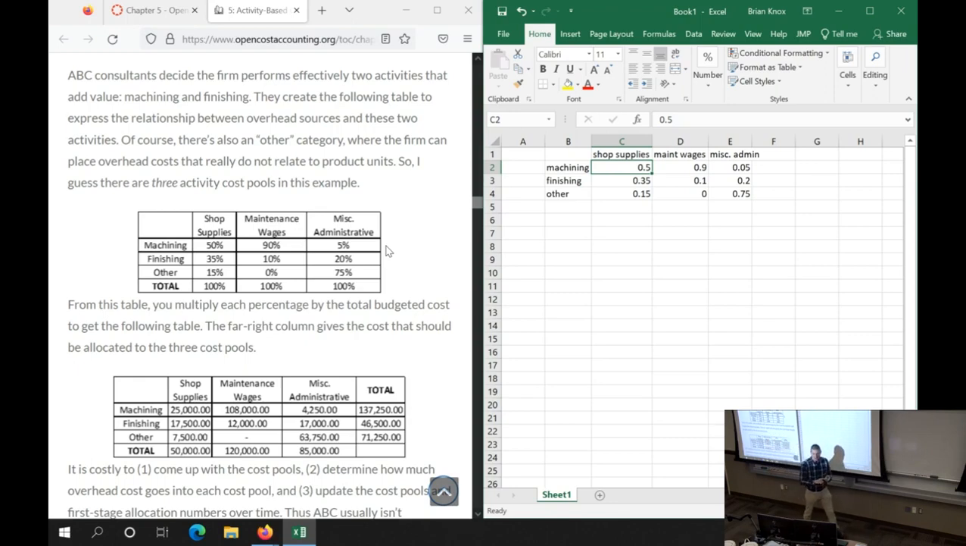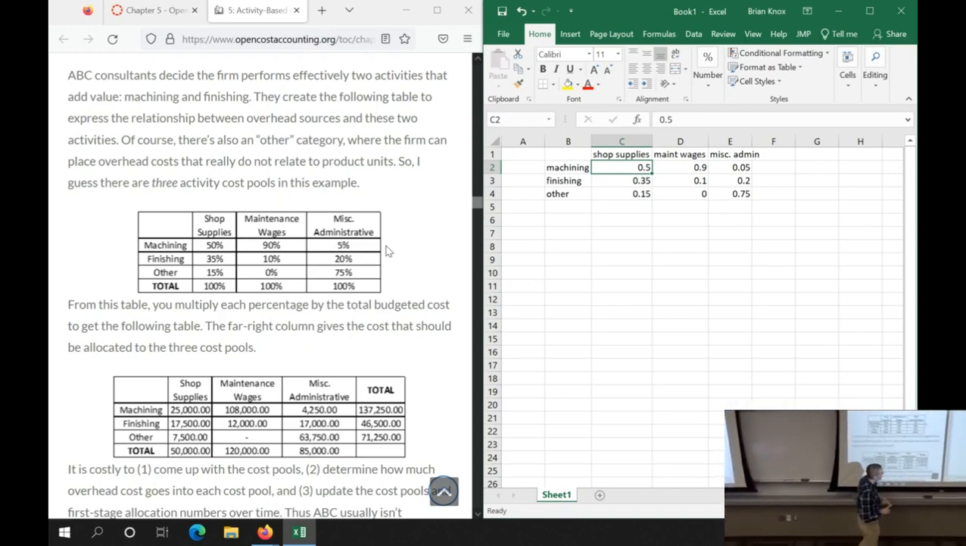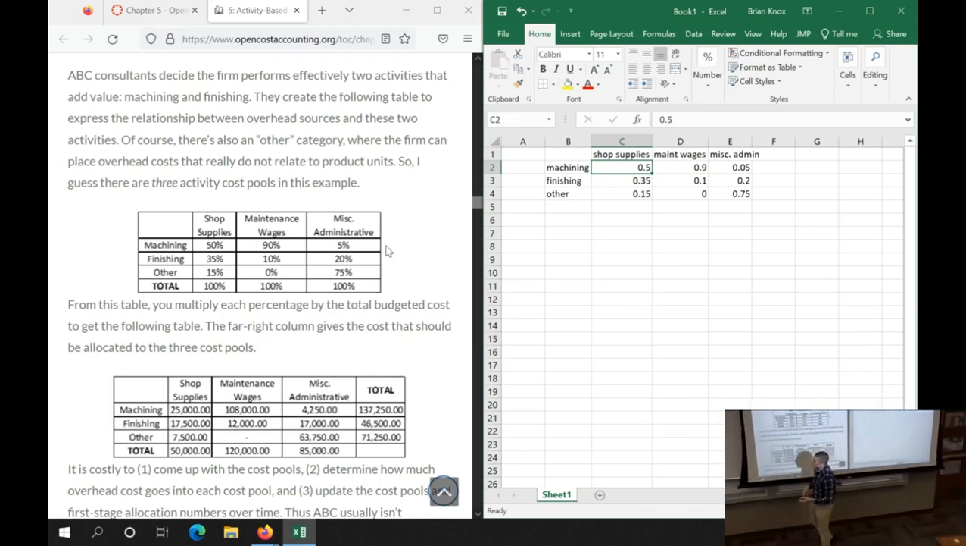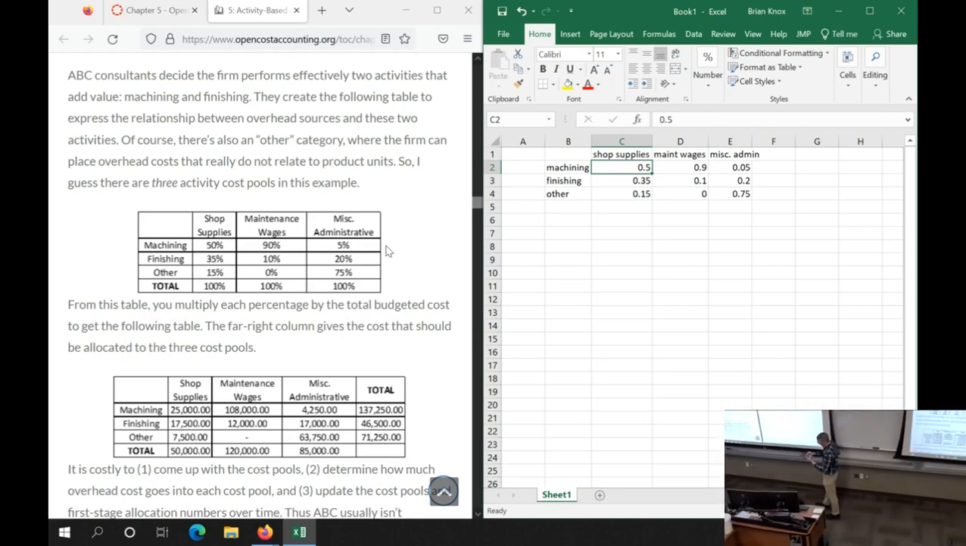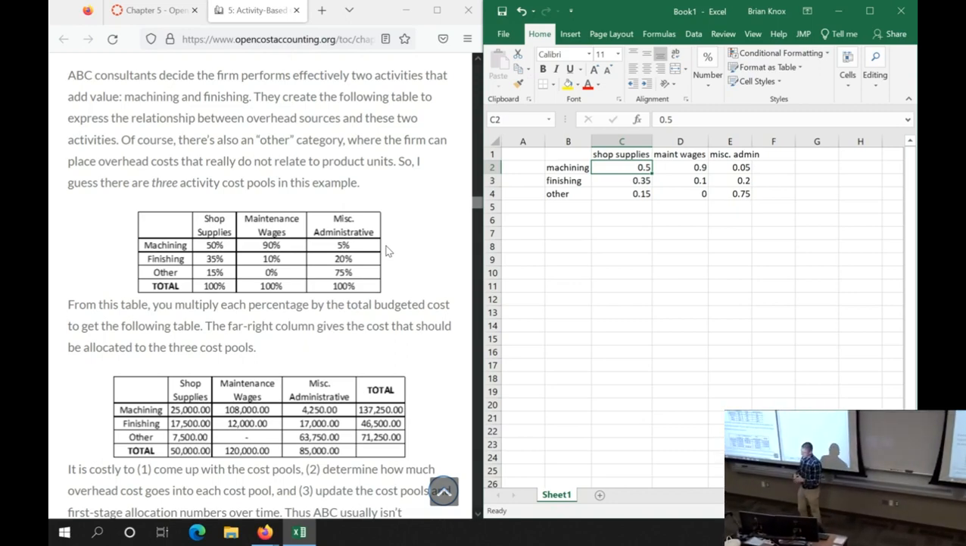It has 5% we think is associated with machining. After we've done our cost study, we've determined that 5% is associated with machining, or machine hours, that is, specifically. 20% is associated with the finishing activity, which is driven by batch starts. And 75% is not associated with any of the cost drivers we're going to use, that's machine hours and batch starts in that case. And so that's going to end up being something that goes in the other category. It just becomes a period. We consider it a period cost.